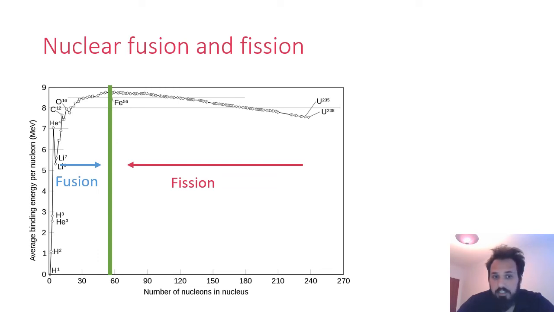You'll notice the curve is a lot steeper on the left-hand side, the fusion side. And so there's a lot more energy that we can get out of nuclear fusion than nuclear fission. Nuclear fusion is what stars use to generate energy. But in practice, in man-made situations, nuclear fission is what we use in everyday life, in nuclear reactors. It's also what powers nuclear bombs.